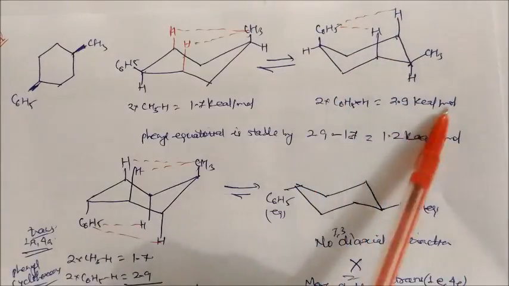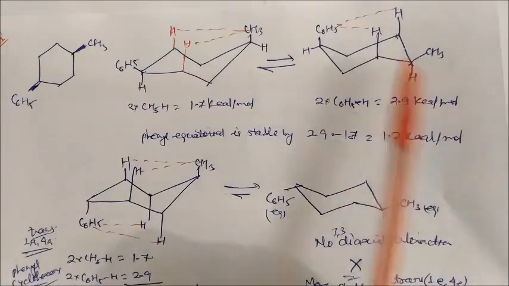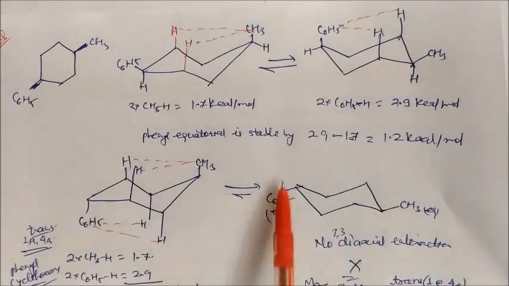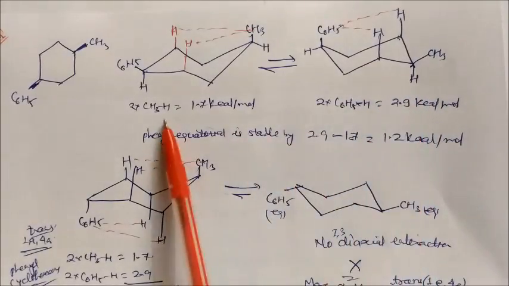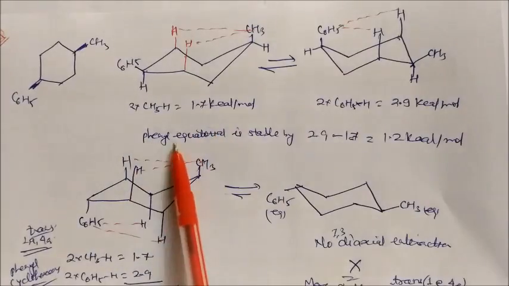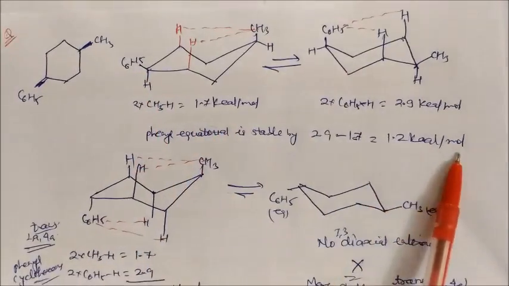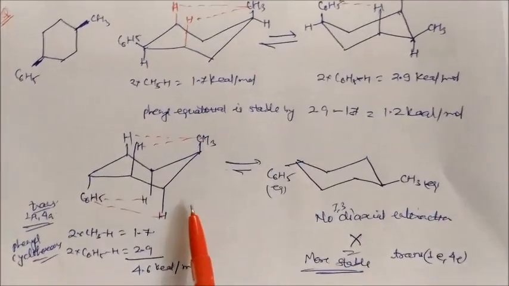In this case, what is the energy? 2.9 kilocalorie per mole from the axial strain table. So this is 2.9, and this is 1.7. So definitely the phenyl equatorial form is stable by how much? 1.2 kilocalorie per mole. Now let us take one more case.